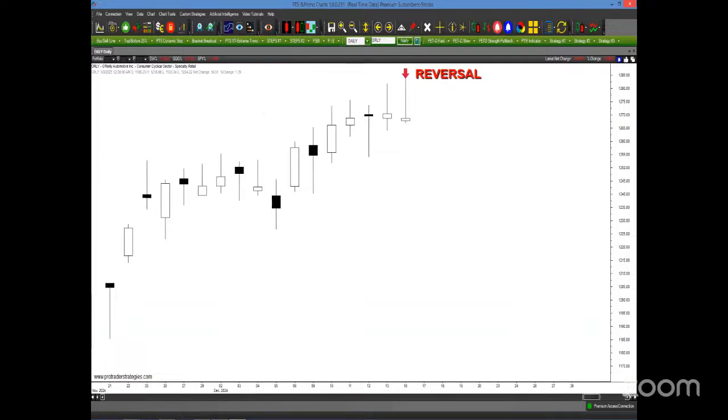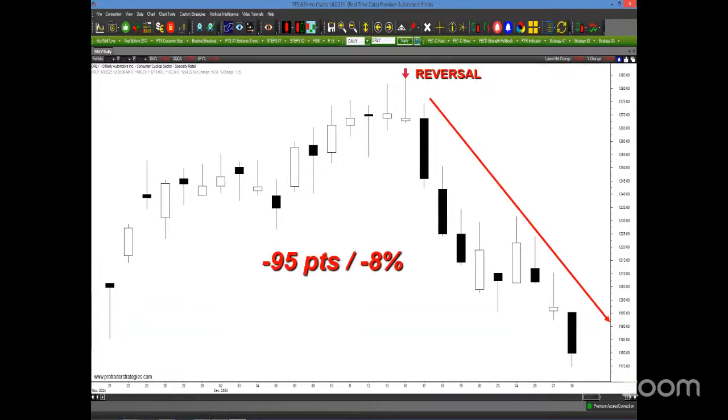As we look at ORLY, the same process occurs. It's going higher and higher, but a reversal bar was generated right at the very top here. The stock fell 95 points in roughly about 2 weeks, or lost 8% of its value. You could have saved yourself nearly 100 points if you were long.